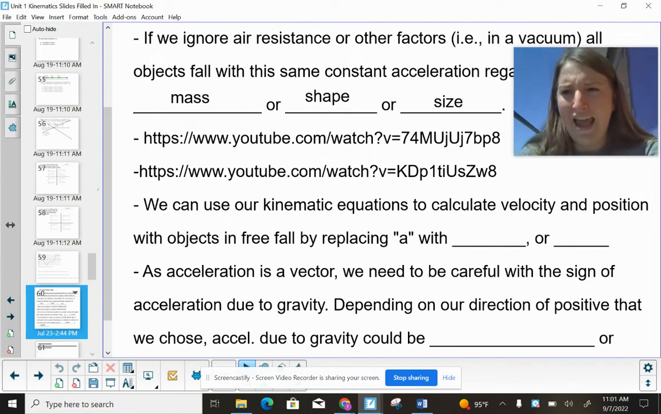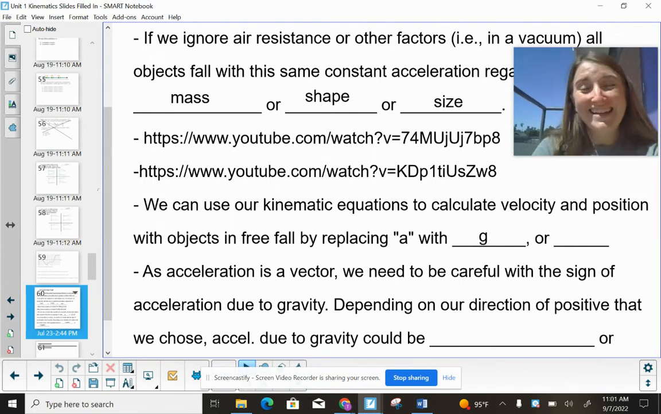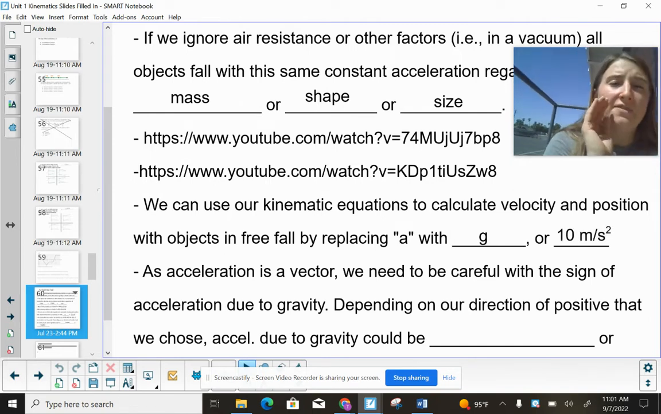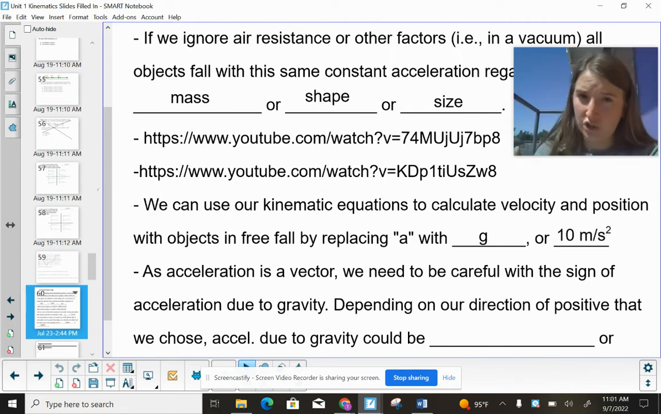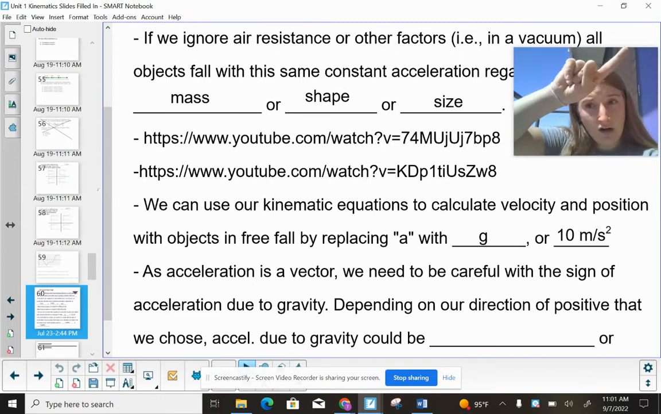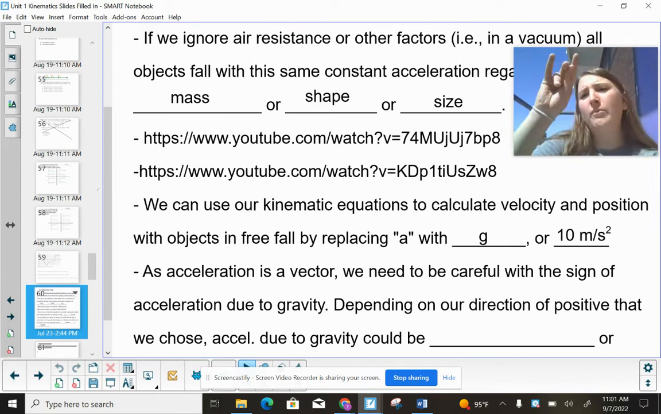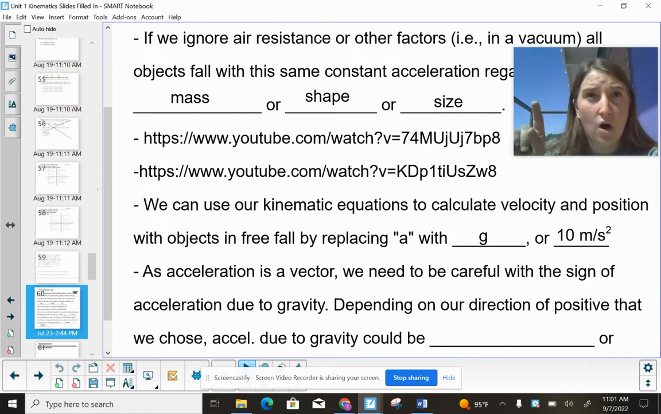What we do is we replace a with g, or we round 9.8 to 10. That makes our lives so much easier, just to use 10 meters per second squared. So that's going to be our a in our little tables. If it says an object is falling, I go, acceleration is 10.